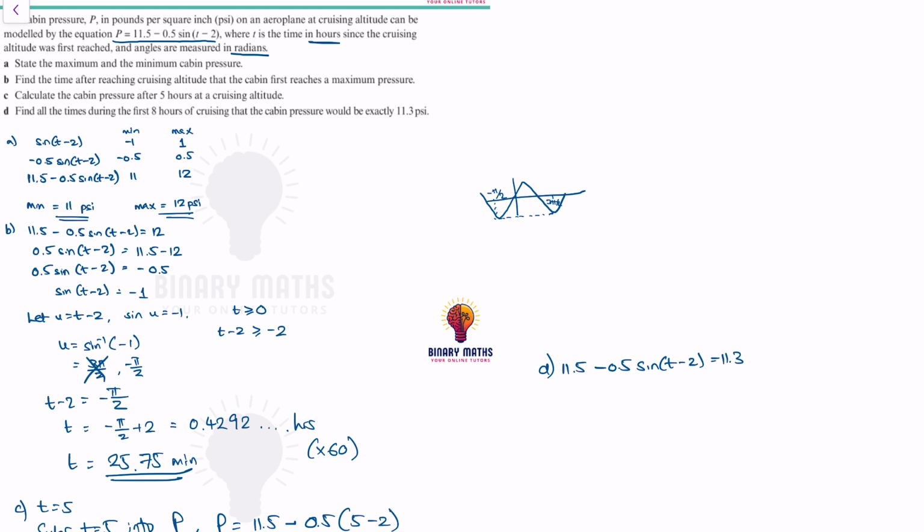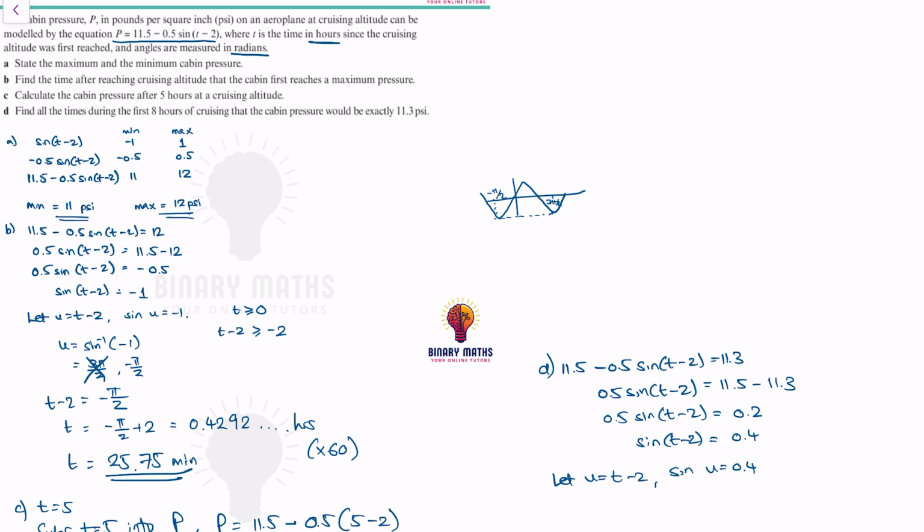If I rearrange it, if I take negative 0.5 sine (t minus 2) to the other side, it becomes positive. Then if I take 11.3 to the other side, I get 11.5 take away 11.3, which means 0.5 sine of (t minus 2) will be equal to 0.2. If I divide 0.2 by 0.5, I get sine of (t minus 2) is equal to 0.4. Let u be equal to t minus 2, then sine of u is equal to 0.4.